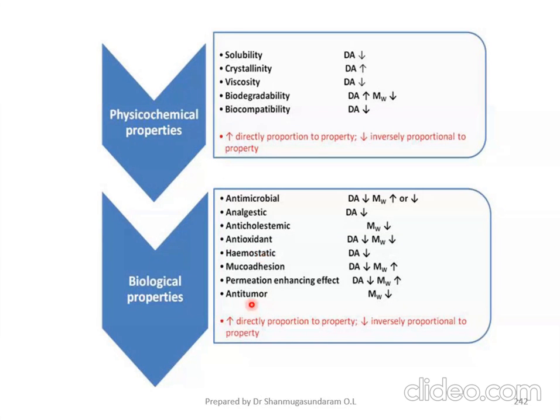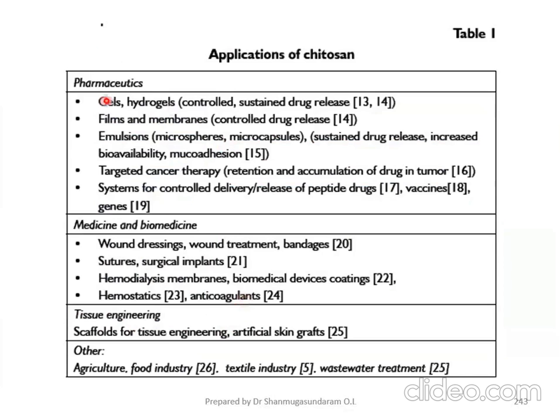So it has anti-tumor activity. This polymer has good anti-tumor activity. Again, it depends on the molecular weight. If the molecular weight decreases, your anti-tumor activity will increase. So these are all the applications of your chitosan polymer.